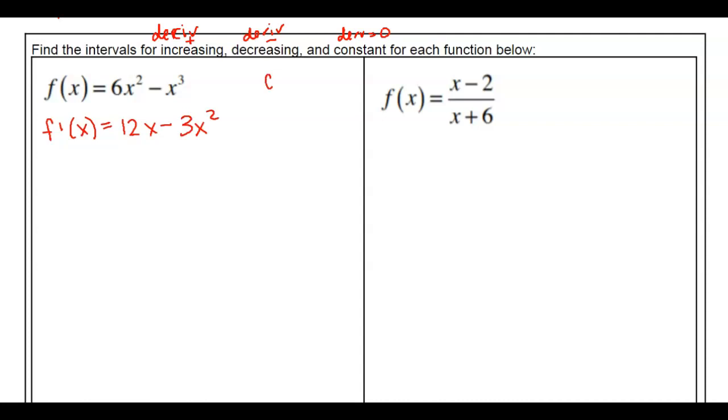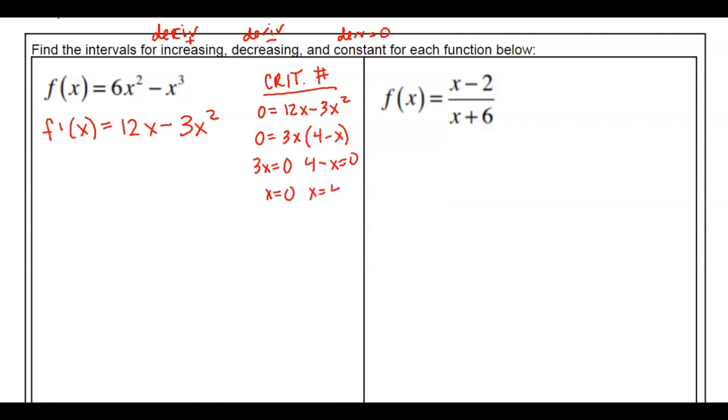Now, I'm going to label it, but we always want to find the critical numbers, because that's where our function can change from increasing to decreasing. So we're going to take our derivative and set it equal to 0. I don't have a denominator here, so there would not be any values where my derivative does not exist. We're going to factor. So I'll common factor 3x. So 4 minus x, zero product property. So x equals 0 and x equals 4.